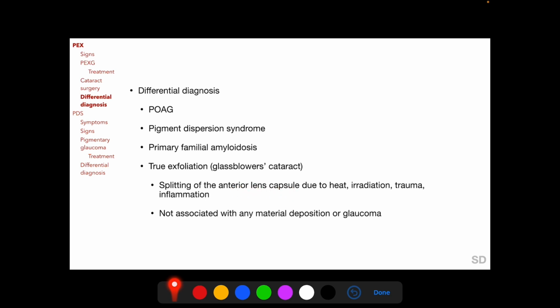due to exposure to heat, irradiation, trauma and inflammation. It is called glass blower's cataract because it is found in people employed in this profession because of their exposure to significant heat. But true exfoliation is not associated with any material deposition or glaucoma, as in pseudoexfoliation syndrome.